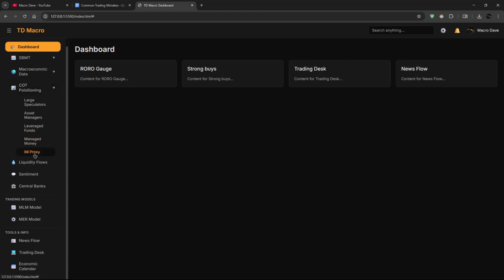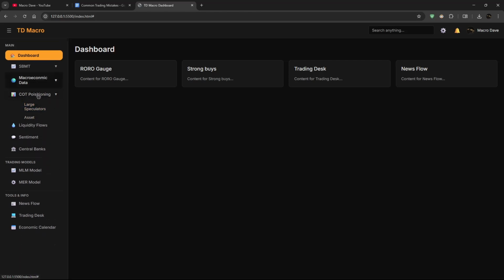So my institutional money proxy, it will be something that I will backtest and see how I can track institutional money, so COT positioning, in real time, so I can get rid of that 6-day lag and have a proxy where I can basically track their positioning live. So that's the IM proxy there.